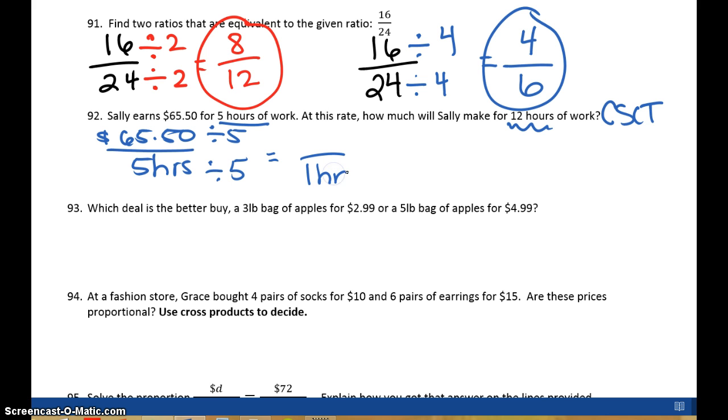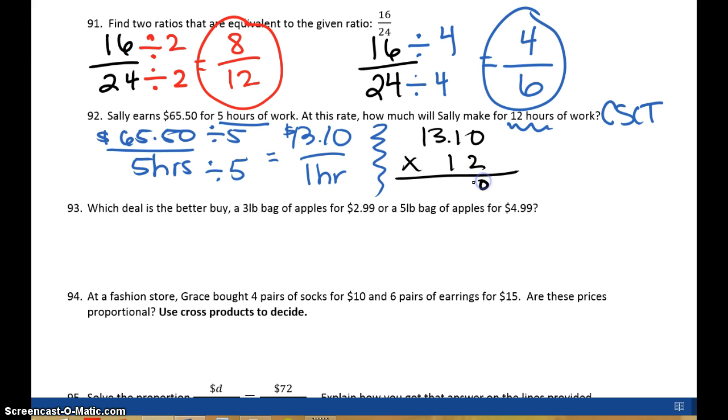When I divide 65.50 by 5, I end up getting $13.10. So for every hour that Sally works, she ends up getting $13.10. So I'm going to do a little line here, so I'm going to do a separate equation to actually answer this question. I've done one part of the problem to find out per hour. Now the question is actually for 12 hours, how much does Sally make? So I'm going to take this 13.10 and multiply it by 12 and figure out how much money Sally makes when she works for 12 hours.